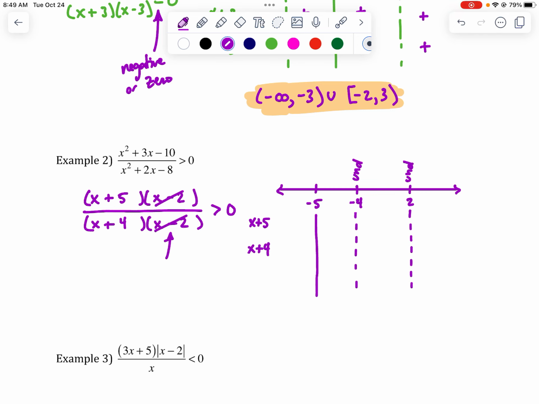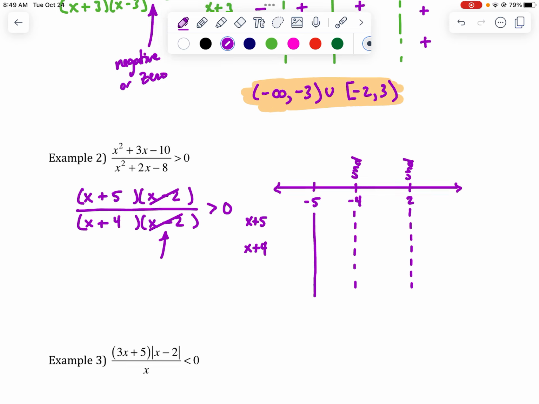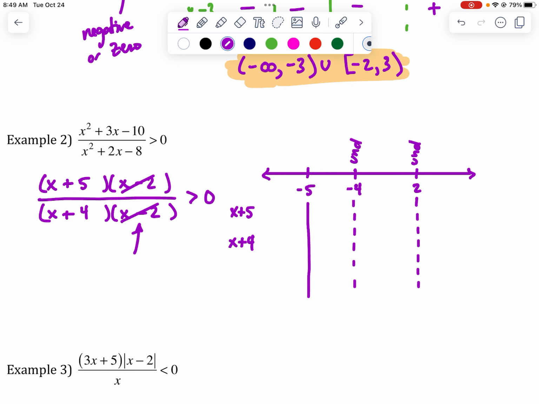Now, we do not need to list x minus 2 as a factor because it canceled out. So since it canceled out, we don't need to bother listing it. If you want to list it, you can. However, you'd have to list both of them. So might as well just cancel it out. Okay. So then, come up here.